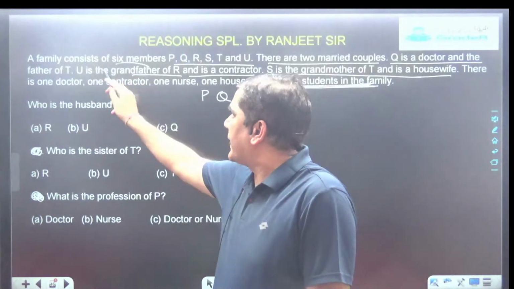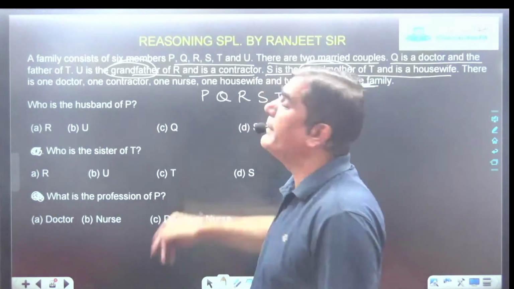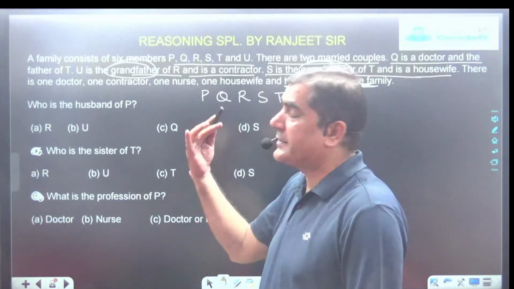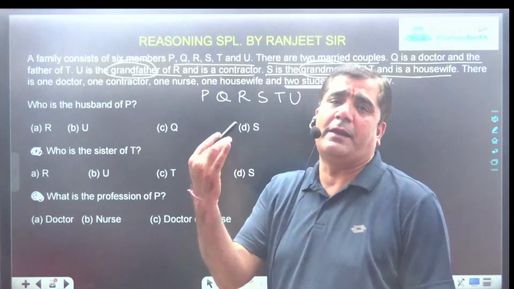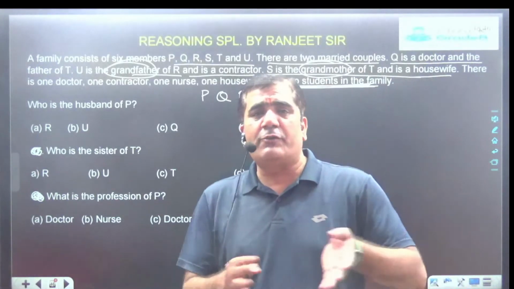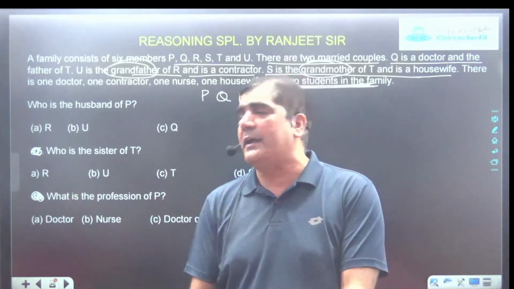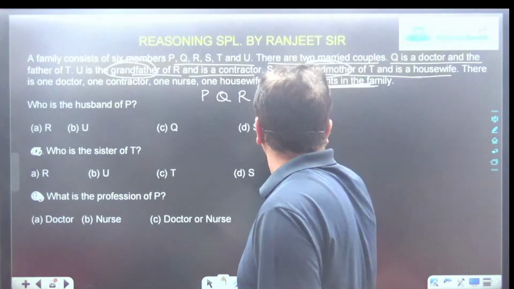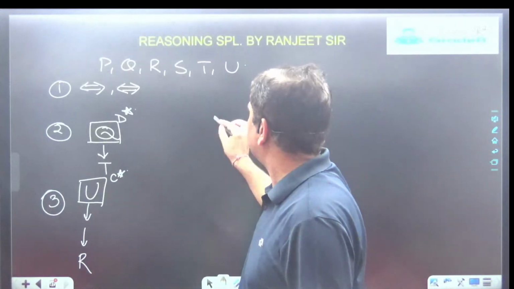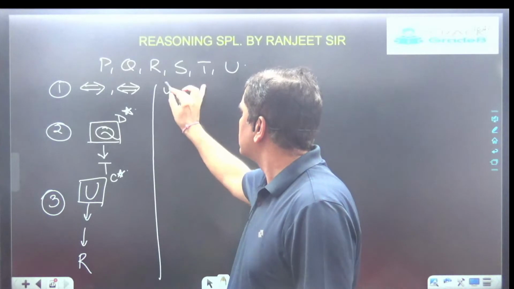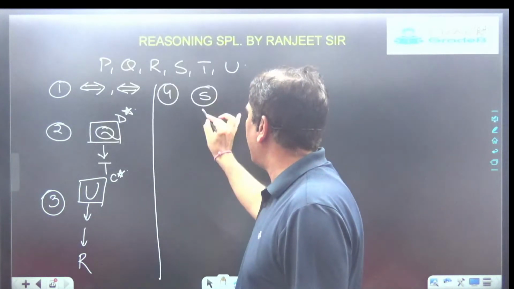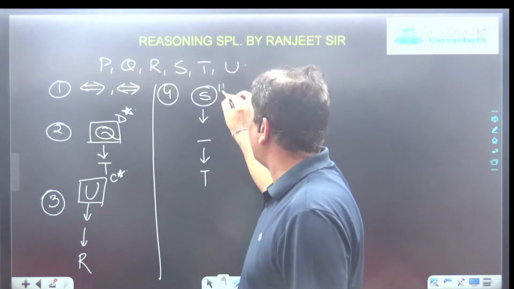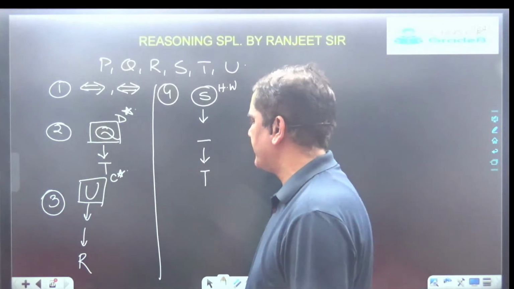See, here they have used grandfather, here they have used grandmother. It clearly means the grandfather and grandmother must be a married couple. One is grandfather, one is grandmother. So very obviously they must be a married couple. So let's plot it. Okay, the fourth one: S is the grandmother of T and is a housewife. S is given to be a housewife.